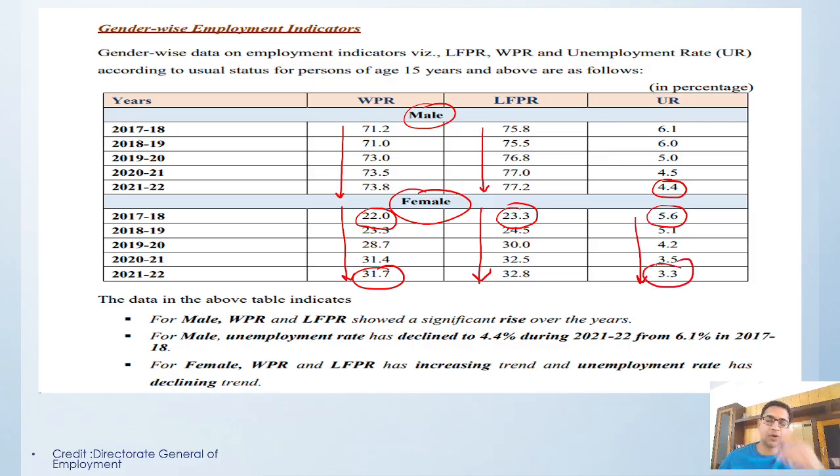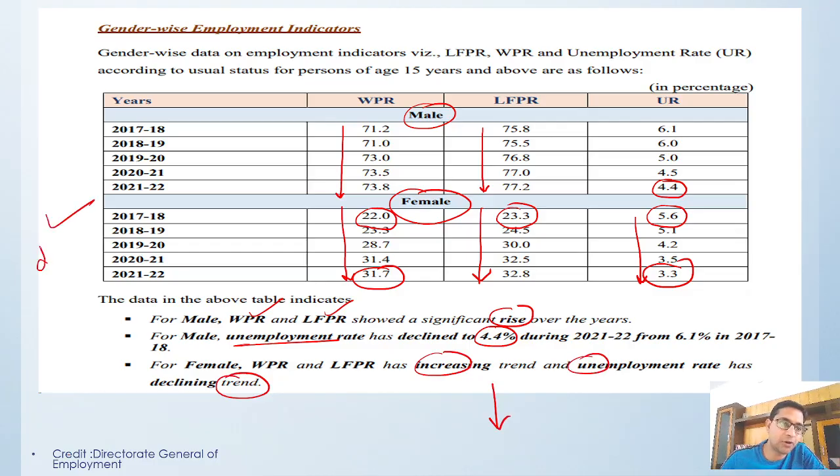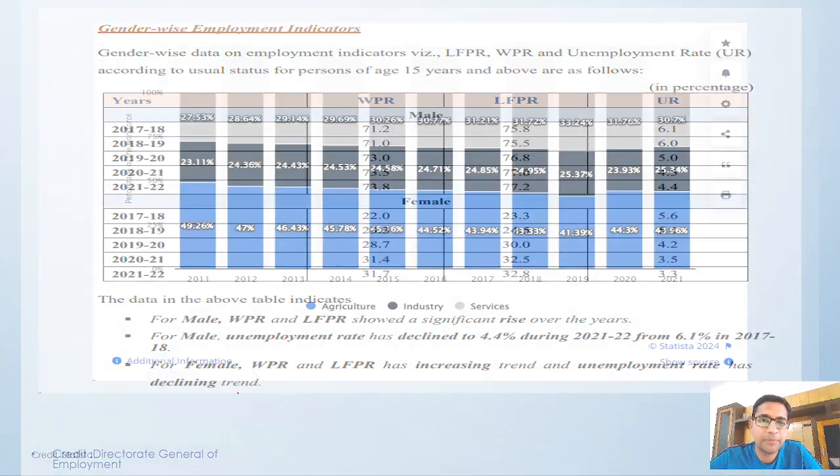That means of those women who are seeking employment, only 3.3% are not getting jobs, and 4.4% of the males who are seeking jobs are not getting jobs. So the male worker population ratio and labor force participation rate have significantly risen. Male unemployment rate has declined to 4.4%, and for female, both have increased, and the unemployment rate is in a declining trend. I got this data from the Directorate General of Employment, Government of India.